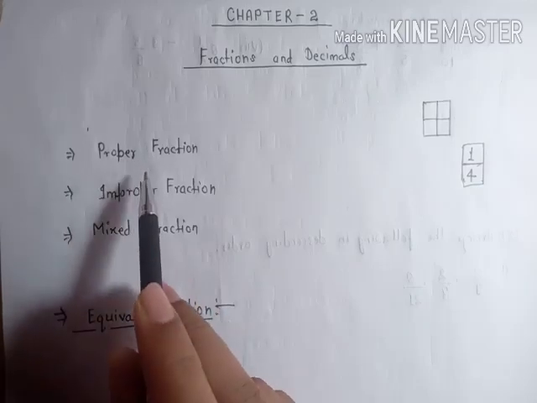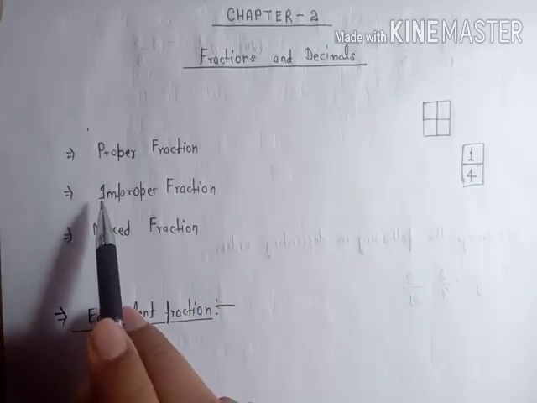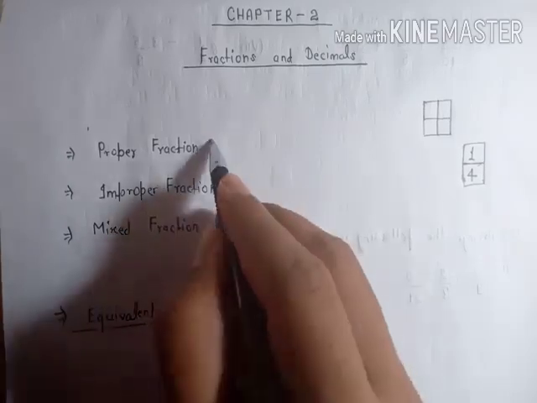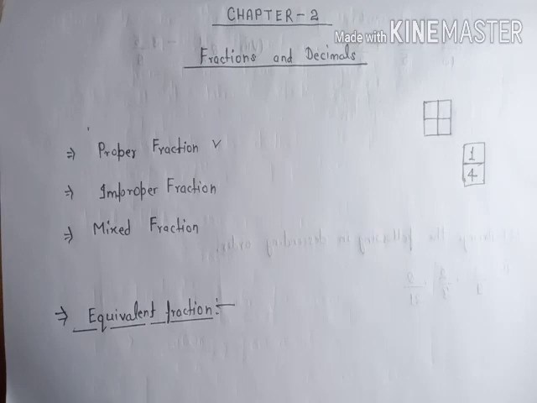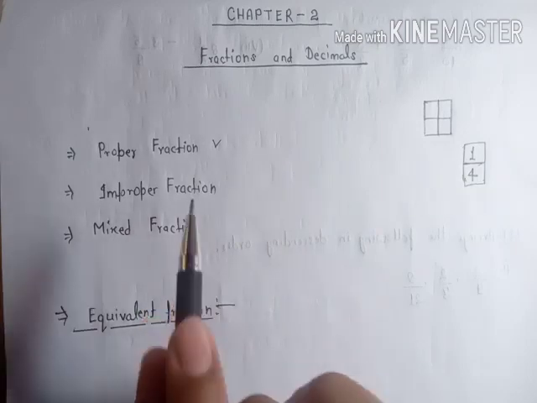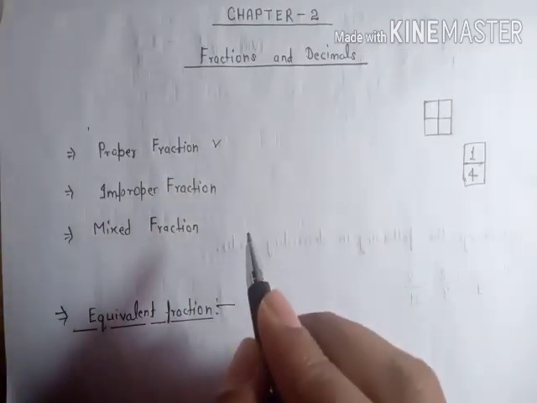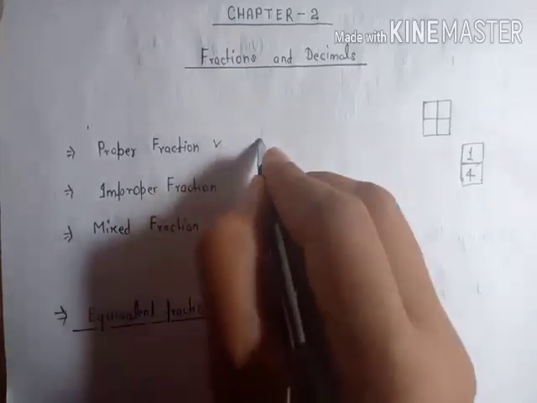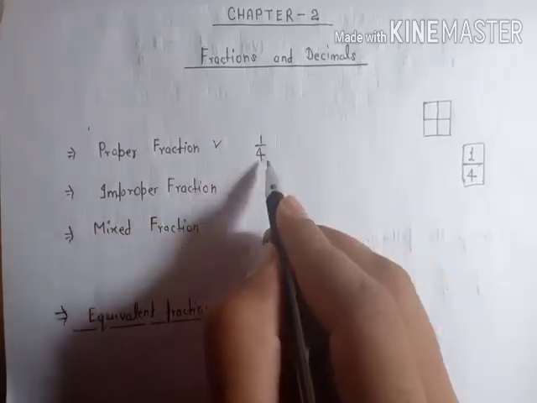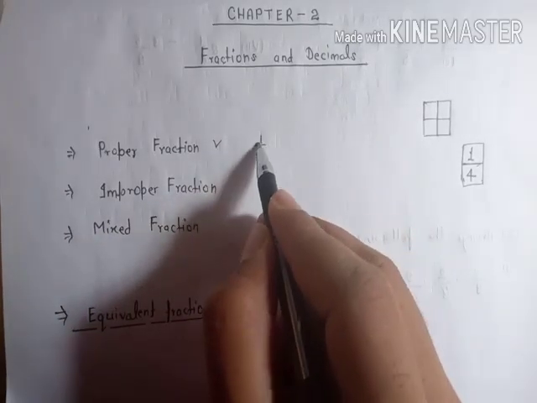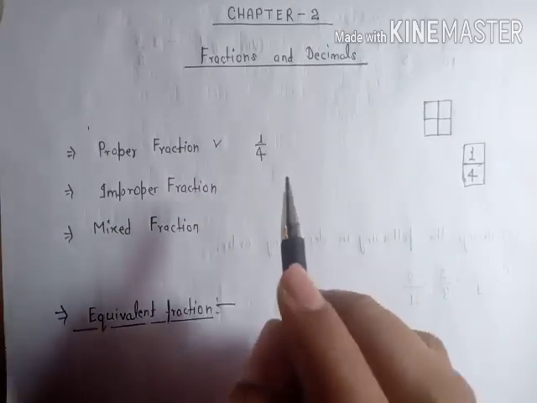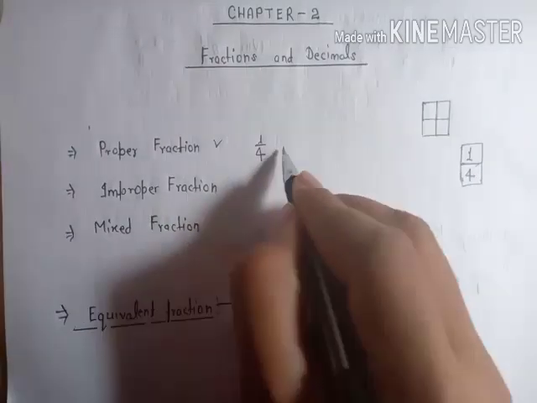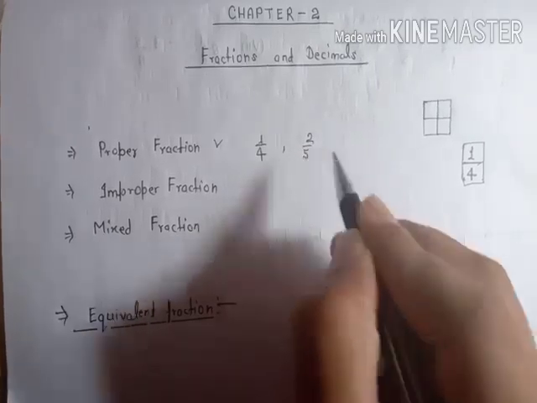There are 3 types of fraction: proper fraction, improper fraction, and mixed fraction. First we will discuss the proper fraction. Fractions in which the numerator is smaller than the denominator are called proper fractions. As 1 upon 4, you can see this is the denominator and 1 is the numerator, and here 1 is smaller than 4, so yes, it is a proper fraction. 2 upon 5, again a proper fraction.